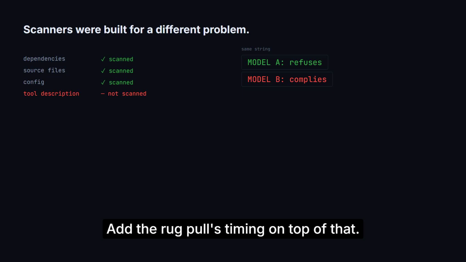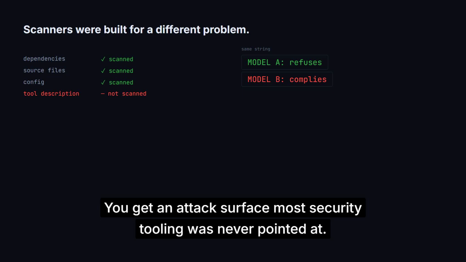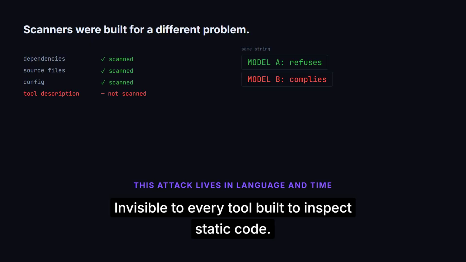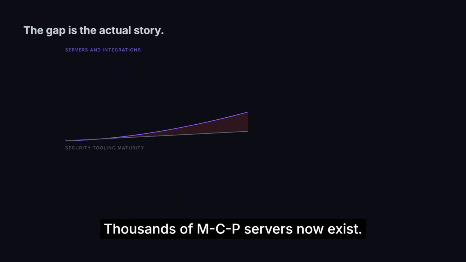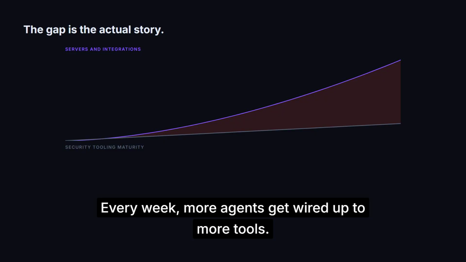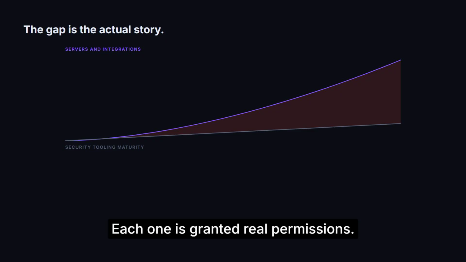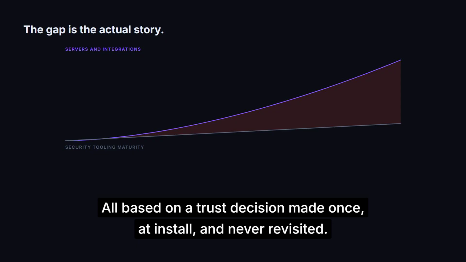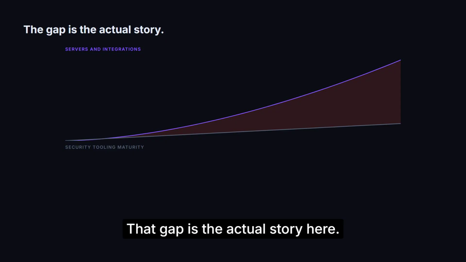Add the rug pull's timing on top of that. You get an attack surface most security tooling was never pointed at. Reviewed once, silently mutable forever after. Invisible to every tool built to inspect static code. Thousands of MCP servers now exist. They are built and published faster than anyone is auditing them. Every week, more agents get wired up to more tools. Each one is granted real permissions, file access, network calls, credentials, all based on a trust decision made once at install and never revisited. That gap is the actual story here.